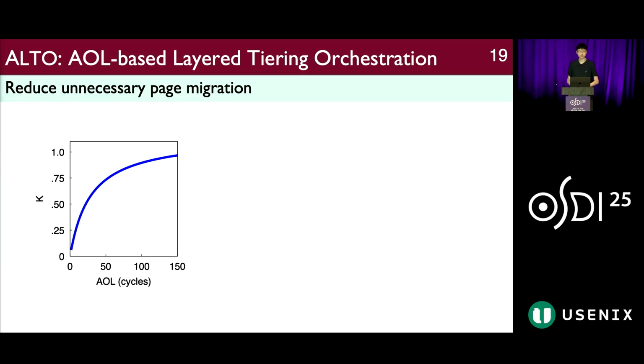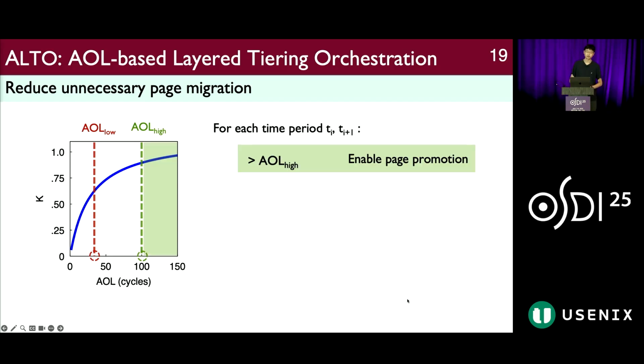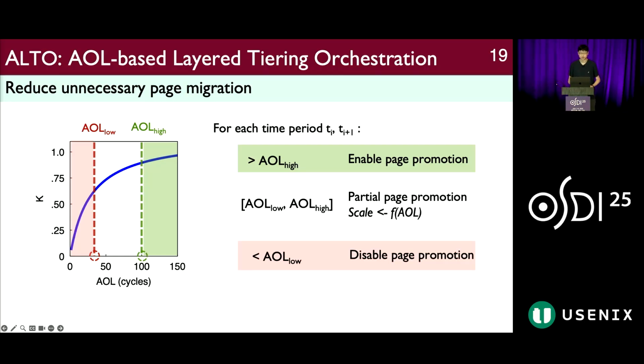I'll describe how it works. First, we use two AOL thresholds to assist page promotion regulation, which can be provided offline. For each time period, if AOL is higher than the high threshold, it means that there is no MLP impact, so we can enable all page promotion. If AOL is low enough, it means that there is an extremely high MLP impact on the slowdown, so page promotion should be disabled. If the value is in the middle, we do partial page promotion. The scale of page promotion is a function of AOL, and the degree of regulation intensity increases as AOL goes lower.